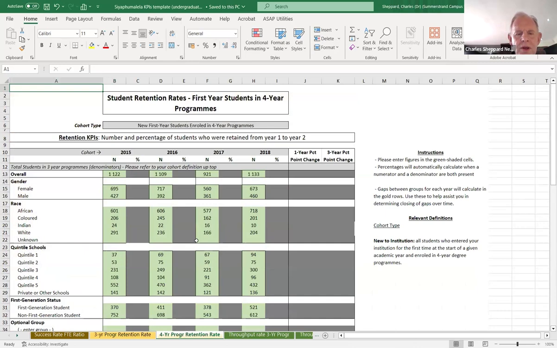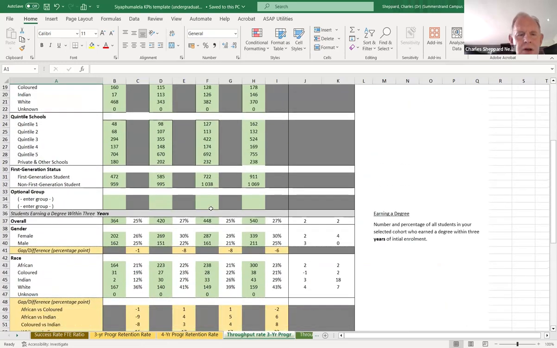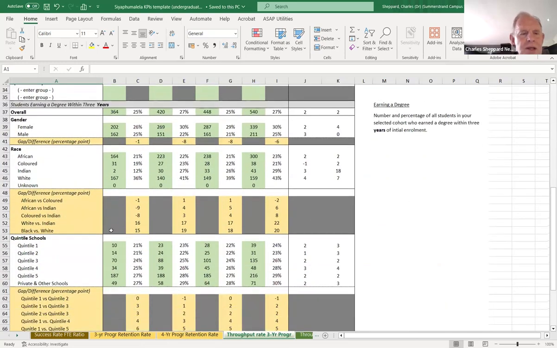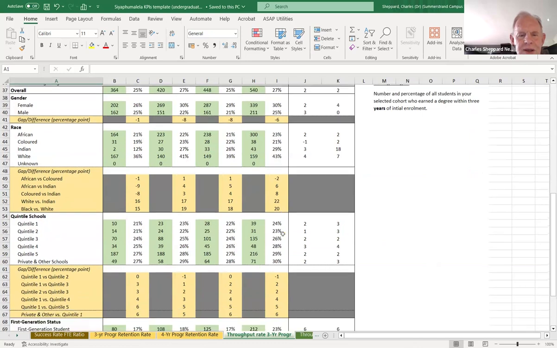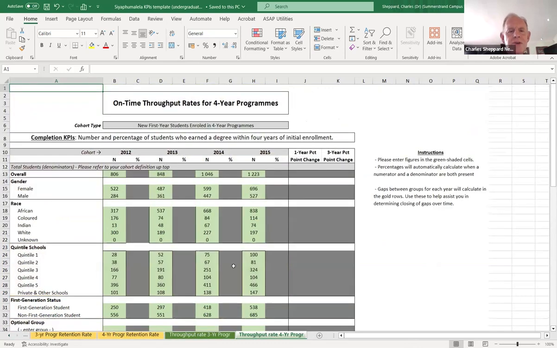And then there's a four-year program retention rate, and then throughput rates for three-year programs. And again, if you scroll down on this template, you can see the differences between the different population groups in terms of percentage points in throughput rates. Very interesting, a bit complex. It took me a while to interpret it properly, but I'm just providing it to you if you would like to use it in your own institution. So I think that's it before you can go into the groups and discuss those questions that have been given. Thank you.